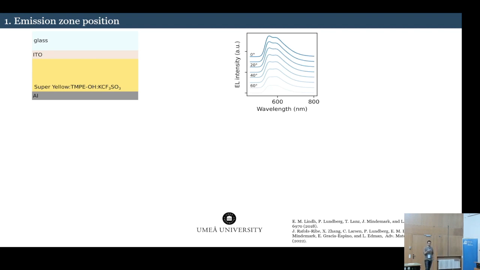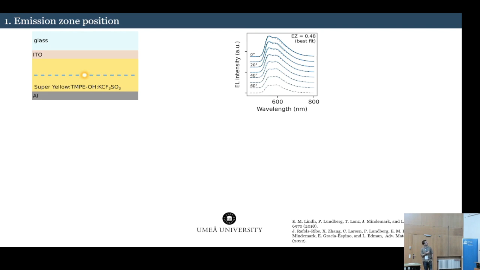And what we do is we measure the angular dependence of the EL of this device. And then we use a simulation software, SETFOS, which models the excitons as radiating antennas and uses the transfer matrix formalism to simulate the spectra, and then we do a fitting: where would the emission need to come from in order to have this spectra?